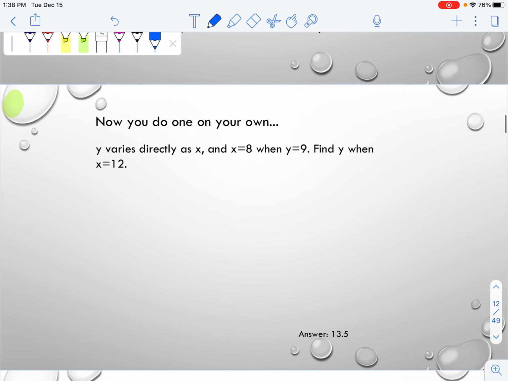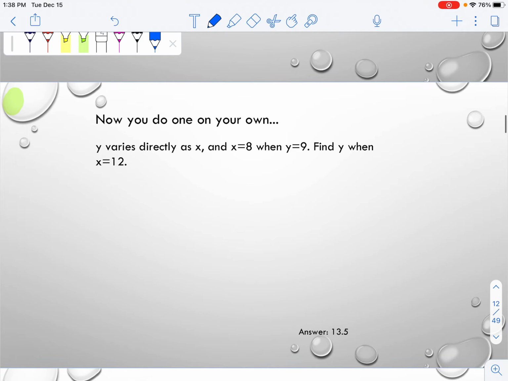If we look at the next one, again, y varies directly as x. We can do this one with proportions if you want. So we're going to do y's over x's, so 9 over 8 equals y over 12. Cross multiply and solve. We get 8y equals 108, divided by 8, and there's your answer of 13.5.